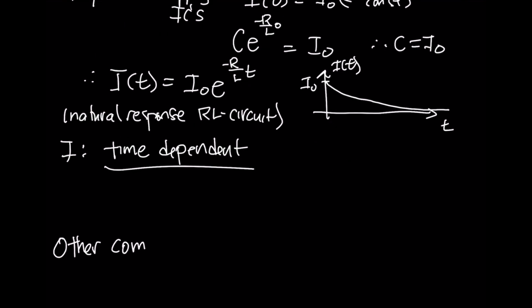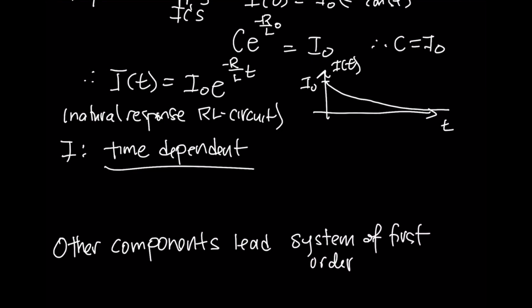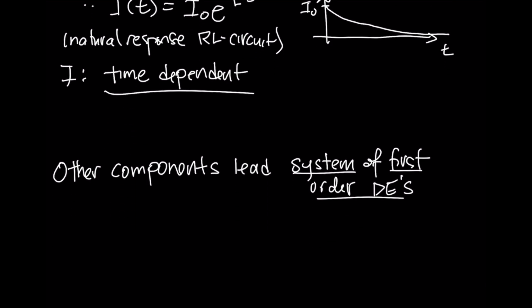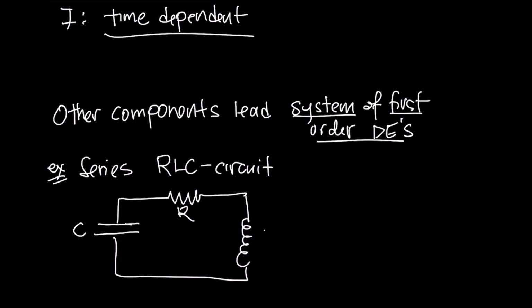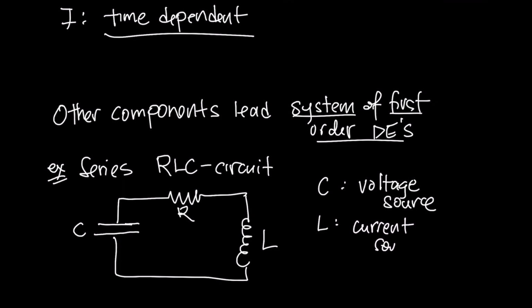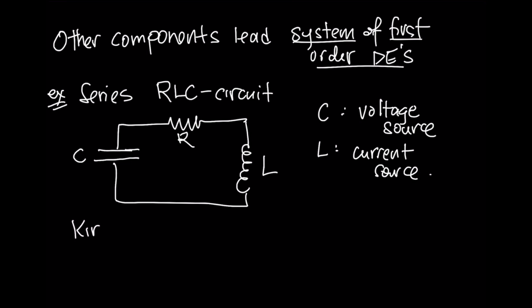Now, there are other components in a circuit that will lead us to a system of first order DEs. Now we're going to talk about something called a series RLC circuit. So we are going to have this component here, this new double line is called a capacitor. We'll have our resistor, and then we'll have our inductor as we had before. Now you can think of the capacitor as a voltage source. It's kind of like a battery that can charge and discharge, whereas the inductor you could think of as a current source. As before, we're going to use Kirchhoff's laws.